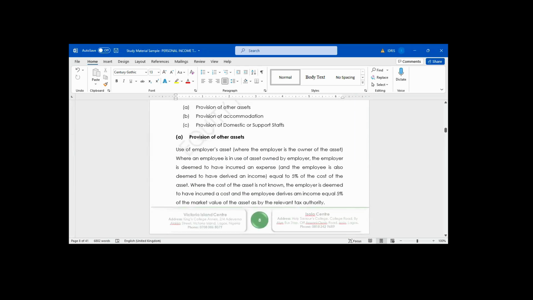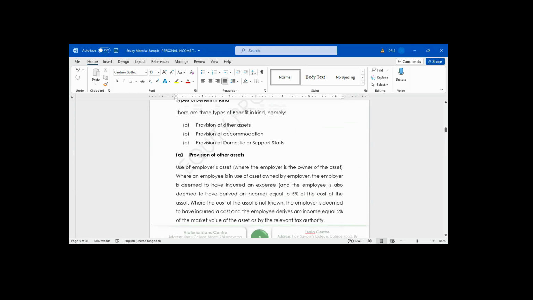Another type of benefit in kind we should talk about is provision of other assets. What are the other assets provided by employer to the employee? Examples of other assets: official car, generator, plant and machinery, furniture and fittings, any other asset given. How much are we going to recognize as benefit in kind? The amount we are going to recognize as benefit in kind will be 5% of the cost of that asset.